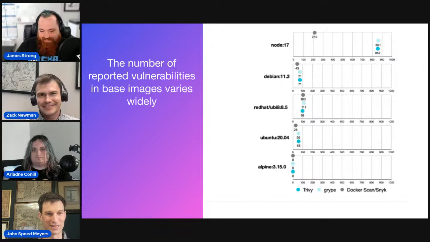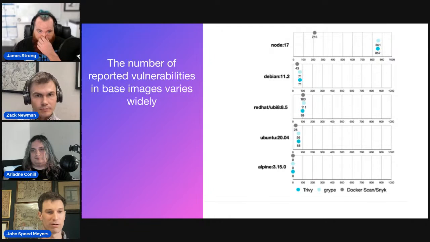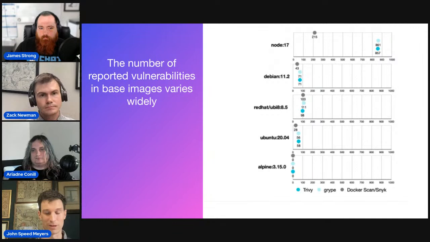So what that suggests to us, though, is it is possible to create a container, and a popular one, that has a few or zero reported vulnerabilities. And of course, we'll get into this more later with Ariadne, but Alpine is a relatively security-oriented base image. So that helps explain it. And so one more slide, and then I'll pass it back.